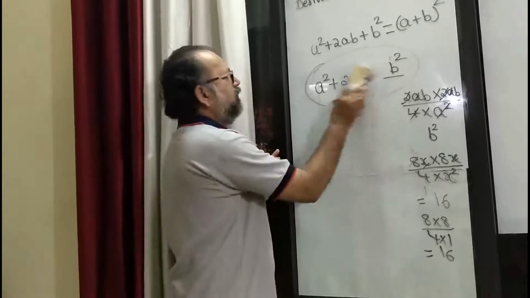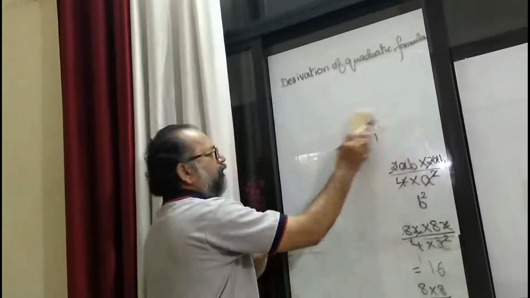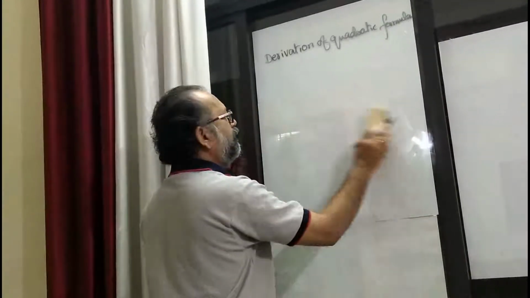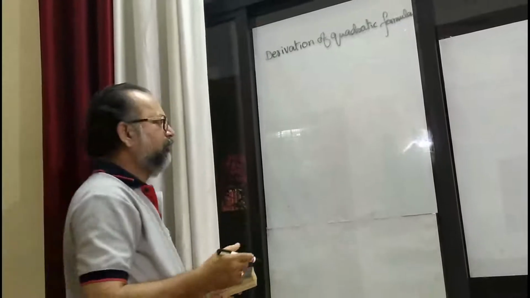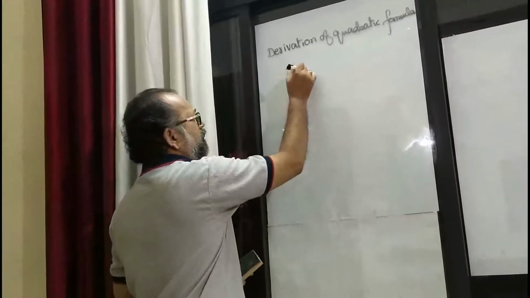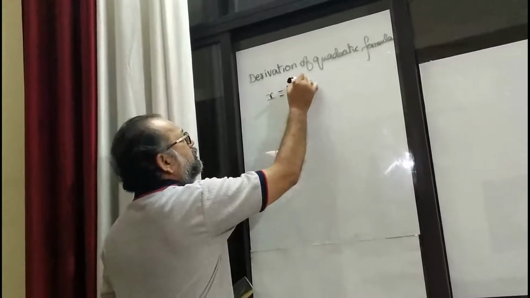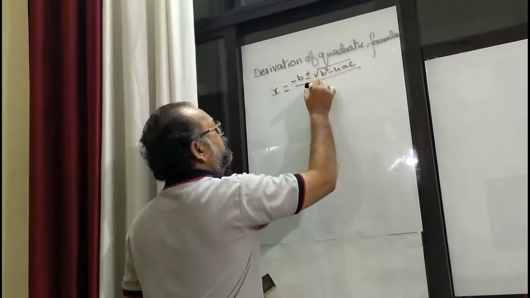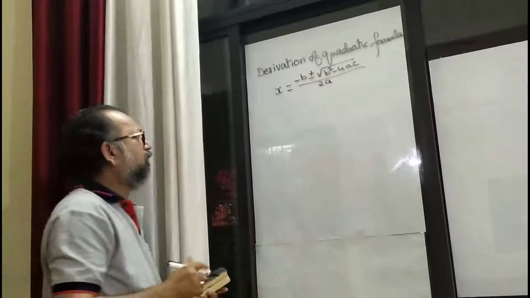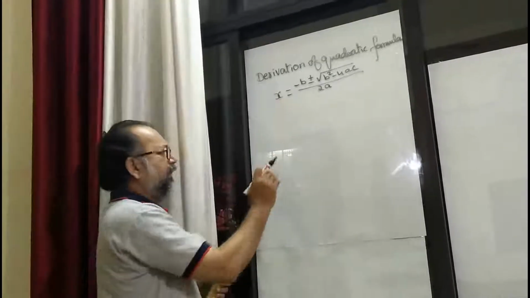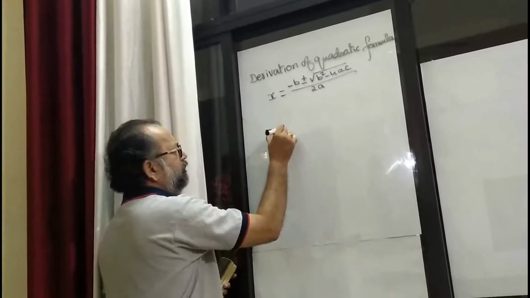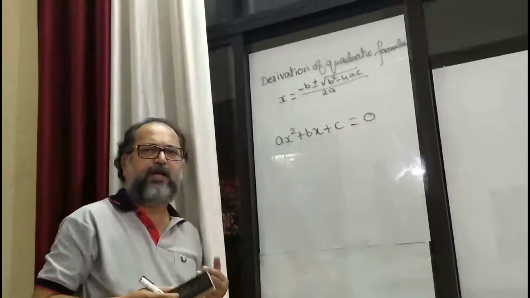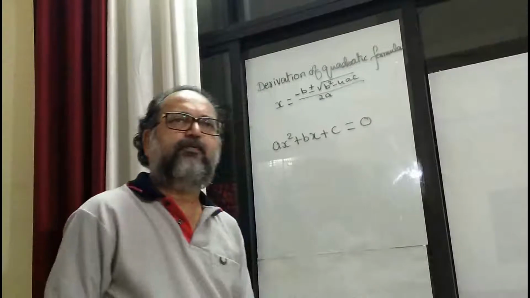So once you understand this part, now let me derive the quadratic formula for a quadratic equation. Let me write the quadratic formula for you just as a reminder. The quadratic formula goes like this. It's nothing but the formula for finding the value of x. So suppose this is a quadratic equation and we want to derive a formula for finding the value of x.